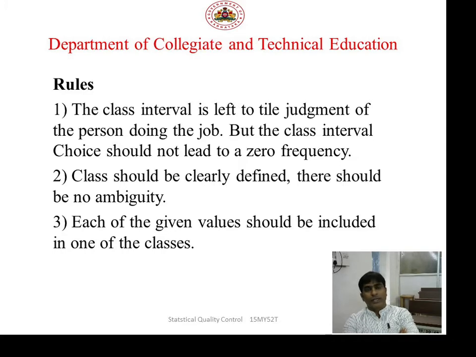The second rule says the classes should be clearly defined. There should not be ambiguity. Ambiguity means confusion; there should not be any confusion. For example, if you say 0 to 5 and again 5 to 10, 5 is coming in both classes. So the operator or the subordinate of inspection will be confused about whether 5 should be taken in the upper class or the next class. That should not be ambiguous. It should be clearly defined.